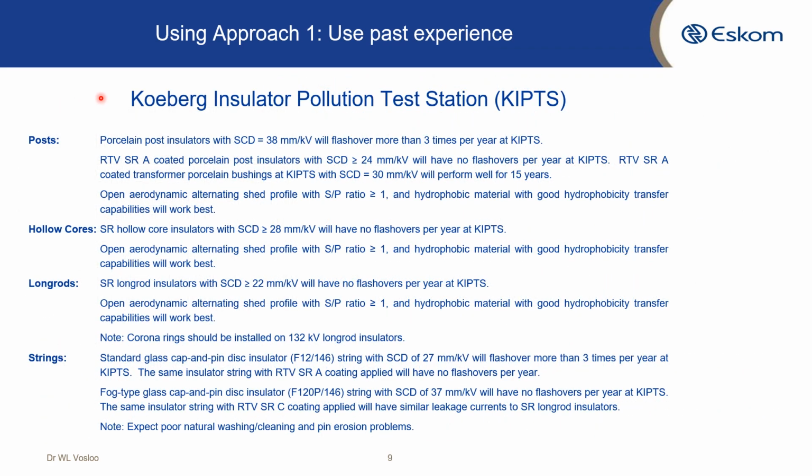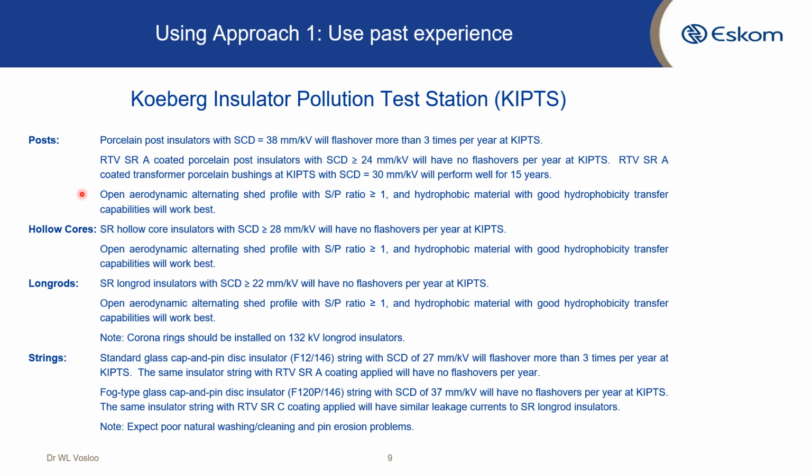We are fortunate to have the Koeberg Insulator Pollution Test Station quite close to the new site where we want to build the 132 kV sub and interconnecting lines. On the post side, bare porcelain at 38 millimeters per kV will flash over more than 3 times per year at Kipps. When you coat that same porcelain post, 24 millimeters per kV, no problem. Our experience on our transformer bushing at 30 millimeters per kV, 15 years, excellent.